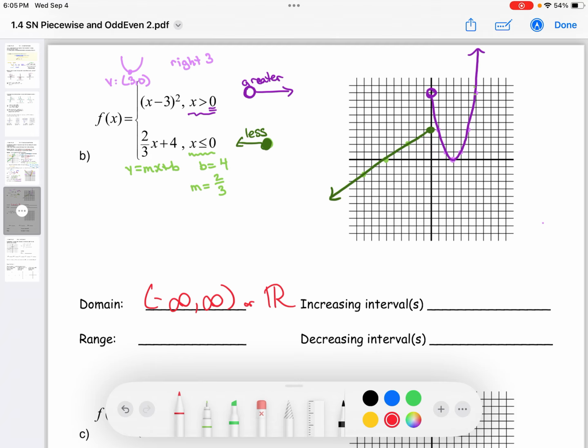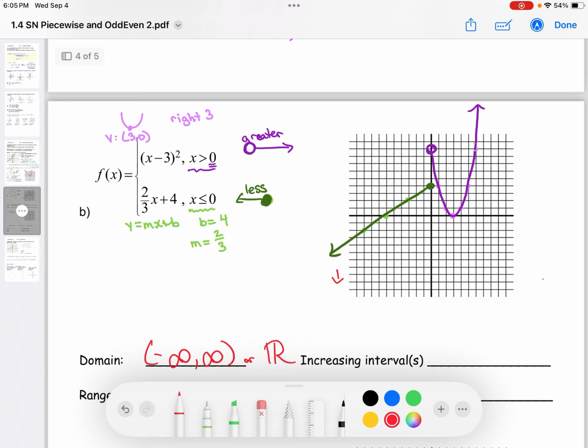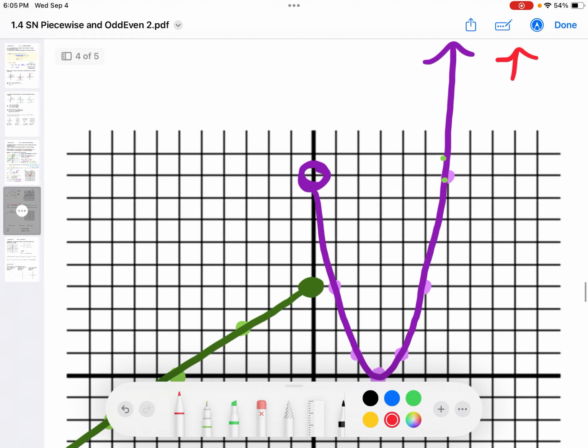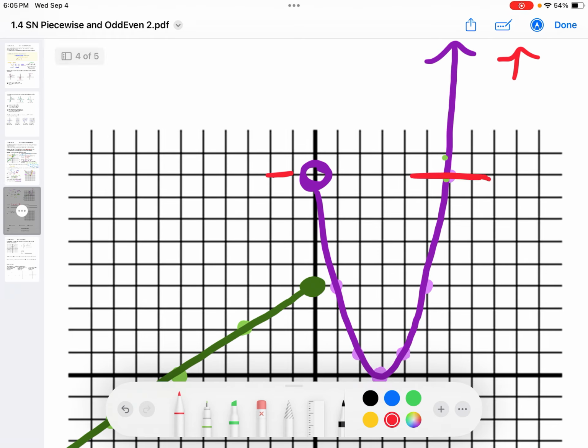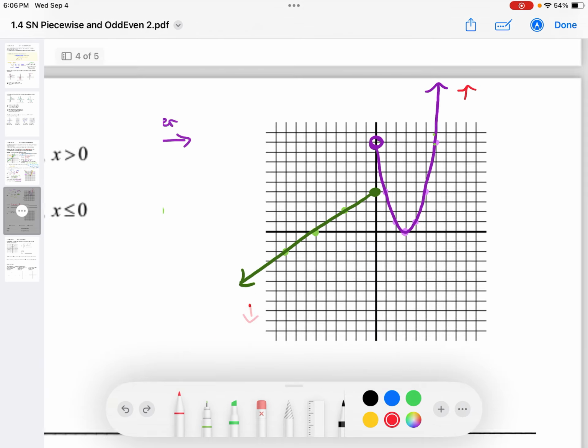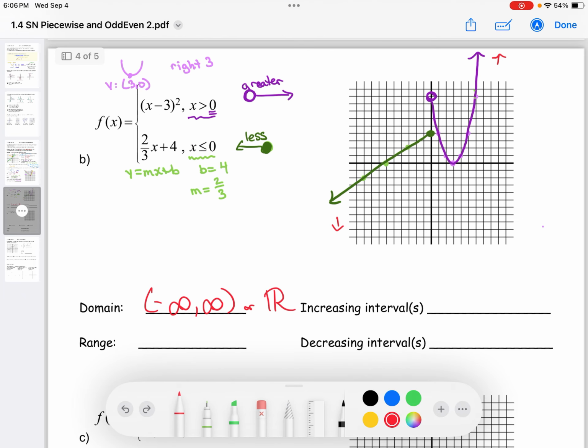Range goes from bottom to top. That left piece is going down forever. The right piece is going up forever. Only place there might be a gap is at y equaling 9, but y equals 9 is covered by a different point here. So that y value of 9 does get used. There's no gap in the range. So negative infinity to positive infinity, or all real numbers.